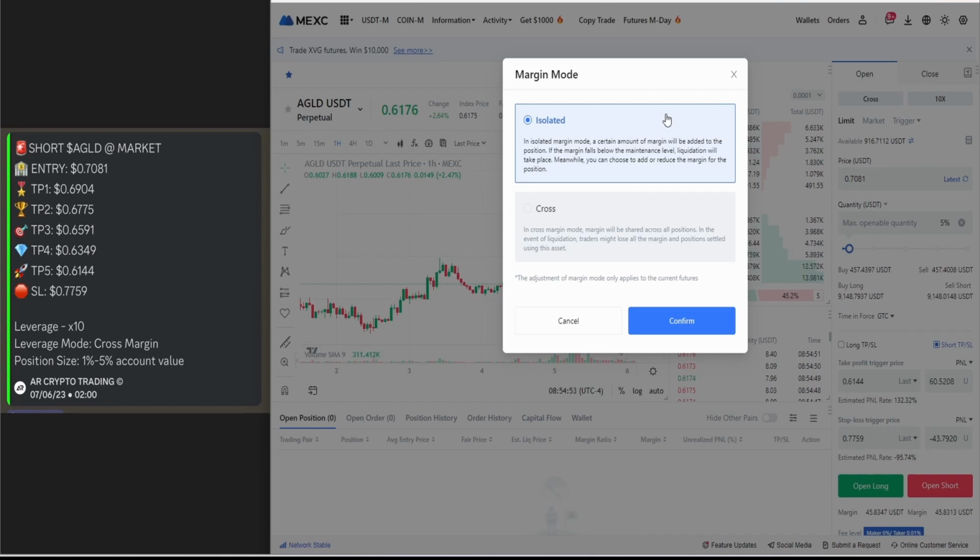So personally, I actually like isolated mode better for my specific strategy, my style and setup. But again, there are pros and cons to each. So I'll be making other videos on that. And you can check out our other videos when we discuss different types of risk management and different types of leverage. So I just wanted to do a quick overview. I don't want to get this video too long, but you can choose based on isolated or cross.